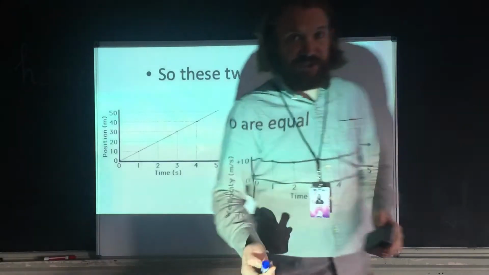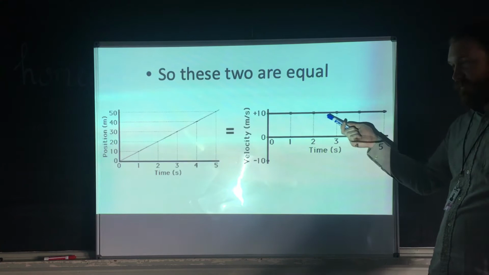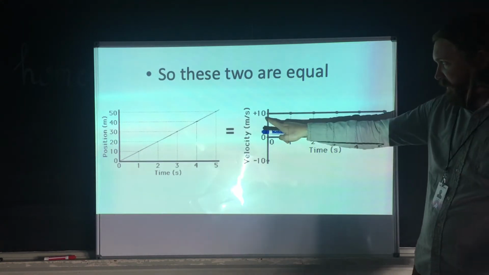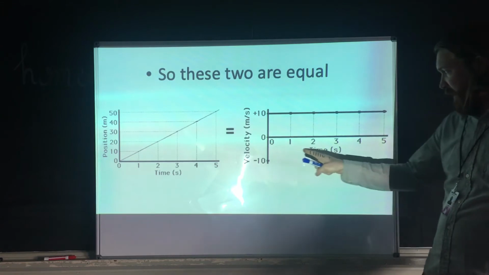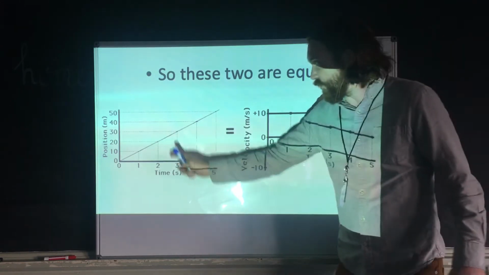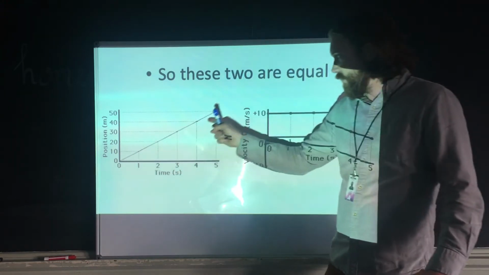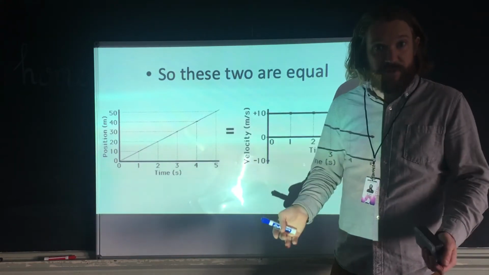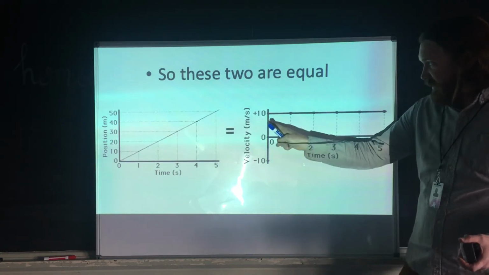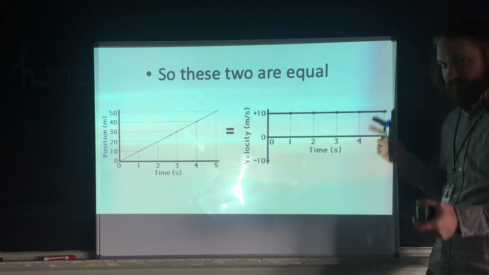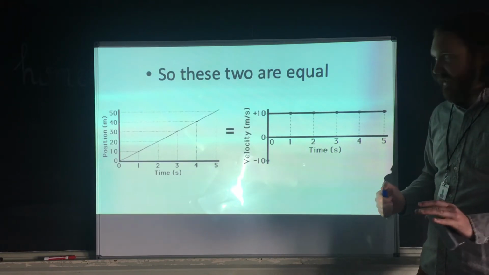So this is showing me the same thing this is showing me. It's showing me a constant velocity. And look, that velocity is exactly what we found. It's 10 meters per second the entire time. This one's showing me the same thing. We have 5 seconds, and this slope is 10 meters per second. That's what we just found. This graph is showing me that the velocity is 10 meters per second the entire time. Okay? Give that a second to sink in.